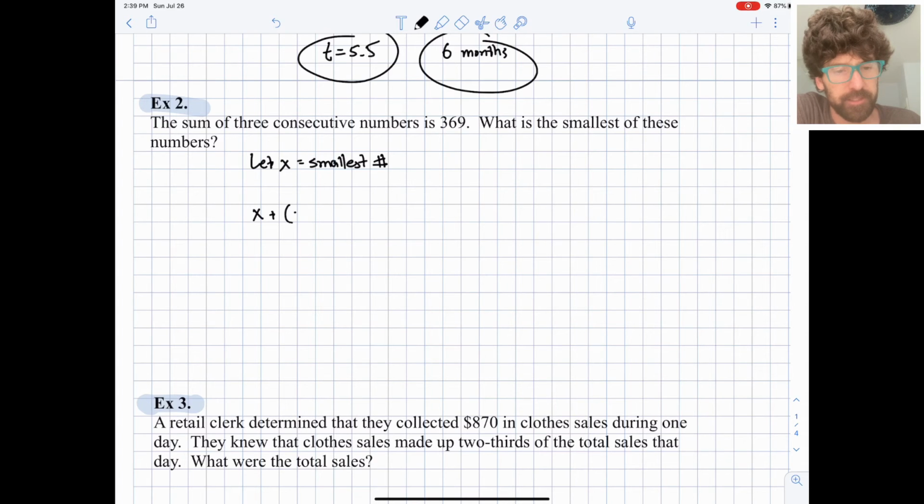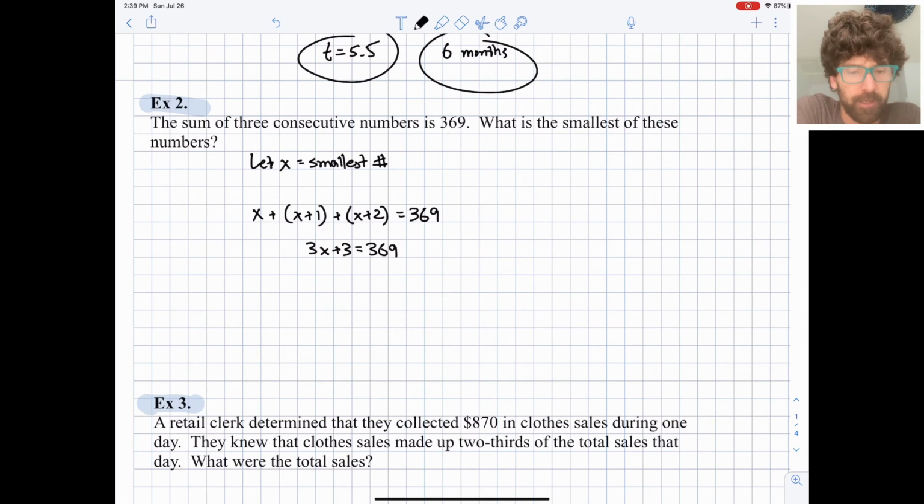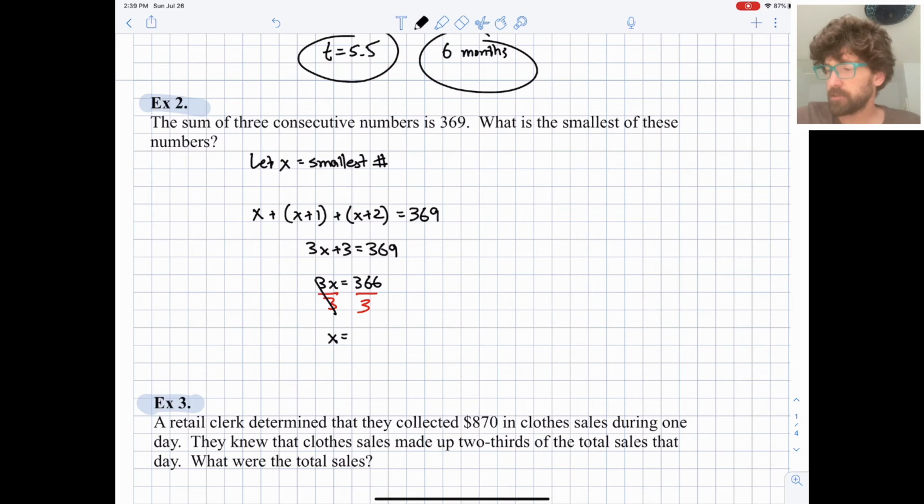So whenever numbers are consecutive, it means they differ by 1. So we have x and x plus 1 and x plus 2 equals 369. Okay, so we have 3 x's on the left plus a 3 is 369. And we can subtract 3 from both sides. 3x equals 366. And let's divide by 3 here. So x equals 366 divided by 3, 122.